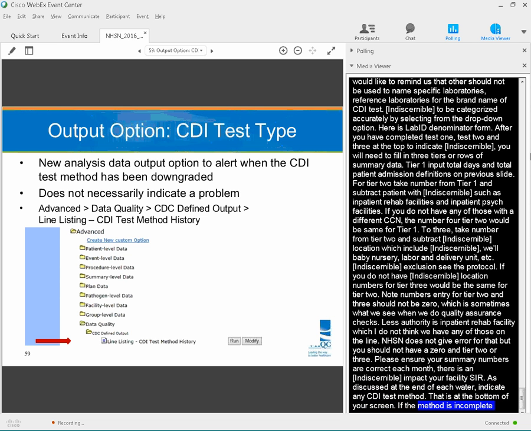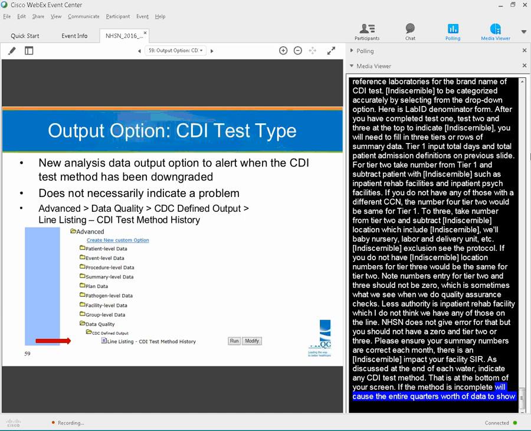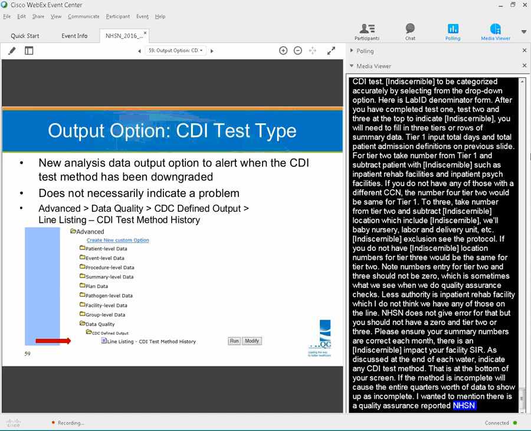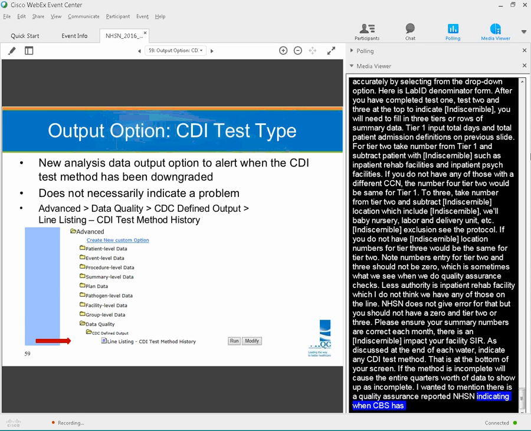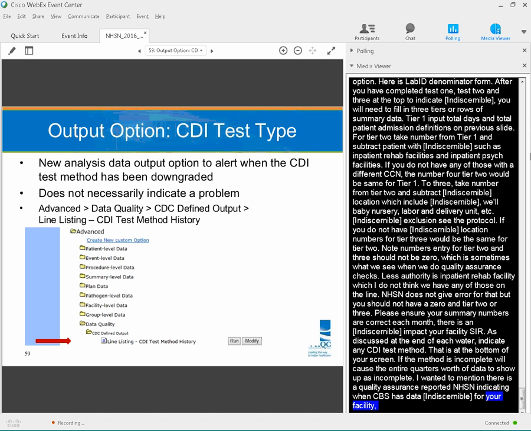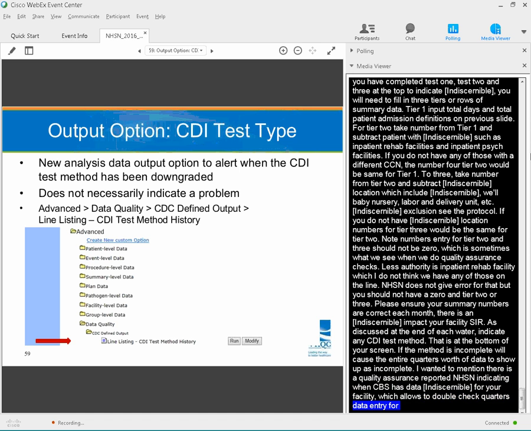I wanted to mention that there is a quality assurance report in NHSN that indicates when the CDI test method has been downgraded for your facility, which allows you to double-check the quarterly data entry for that CDI test method field. To check that, navigate to the line list called CDI test method history, which is the red arrow on your screen.